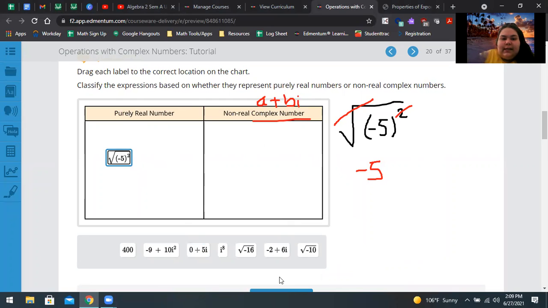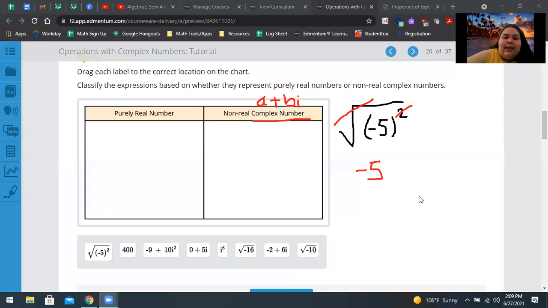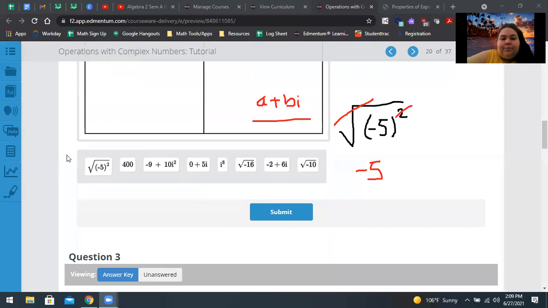-2 plus xi is a perfect example of a complex number. Anything, again, containing an i. But remember, you need to simplify it. So once you're done simplifying, if you end up still having an i there, then it's going to go under the second column. If you just get a whole number, it's going to be under the purely real number.